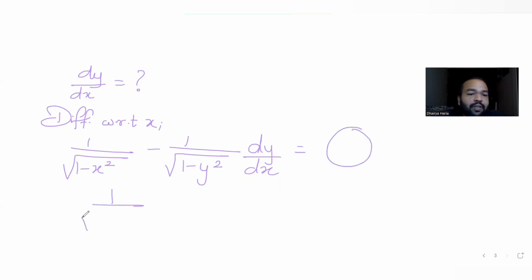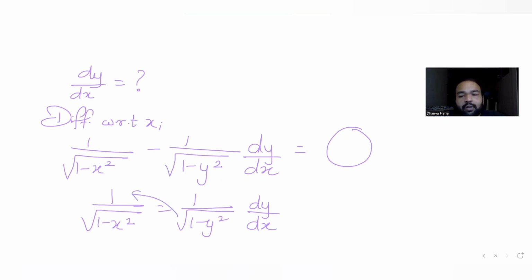If I further solve it, you get 1 upon root of 1 minus x square is equal to, this entire thing goes there and becomes plus, 1 upon root of 1 minus y square dy by dx. So now if I take root of 1 minus y square here, it goes in the numerator. So I get dy by dx is root of 1 minus y square upon root of 1 minus x square.